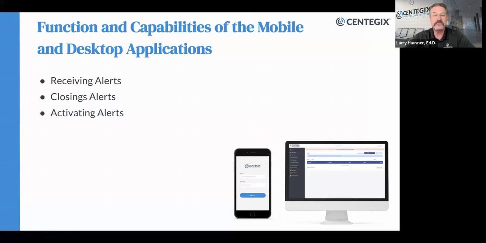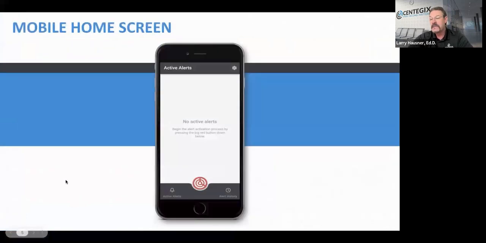We know we have some folks that are here for a revisit, and some here maybe for the first time. So we're going to start off talking, as you see on this slide, about the function and capabilities of the mobile and also the desktop apps. The things that we're going to revisit are receiving alerts, closing them, and also activating alerts. You might be familiar with this screen. This is the home screen to the mobile app, and if there are no active alerts, this is what it's going to look like.